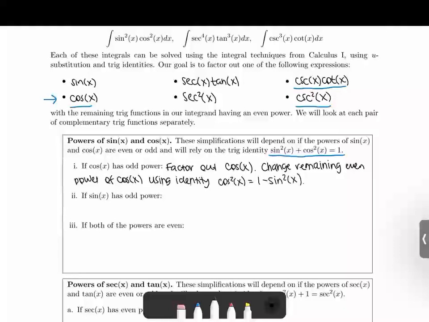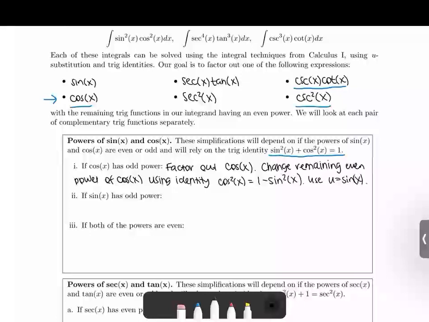So what we do here is that we factor out one cosine because we know that we're going to need it to cancel out using u substitution. And then any cosines that are left, we're going to change them to sines using this identity. And the reason that we're going to do that is because to solve this integral, we are going to use the u substitution, u equals sine of x.